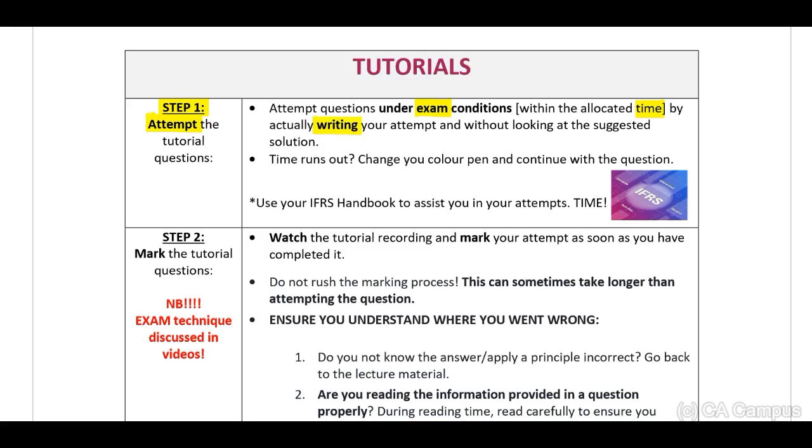Therefore, you need to close your door. You need to allocate sufficient time for reading and sufficient time for attempting the question.